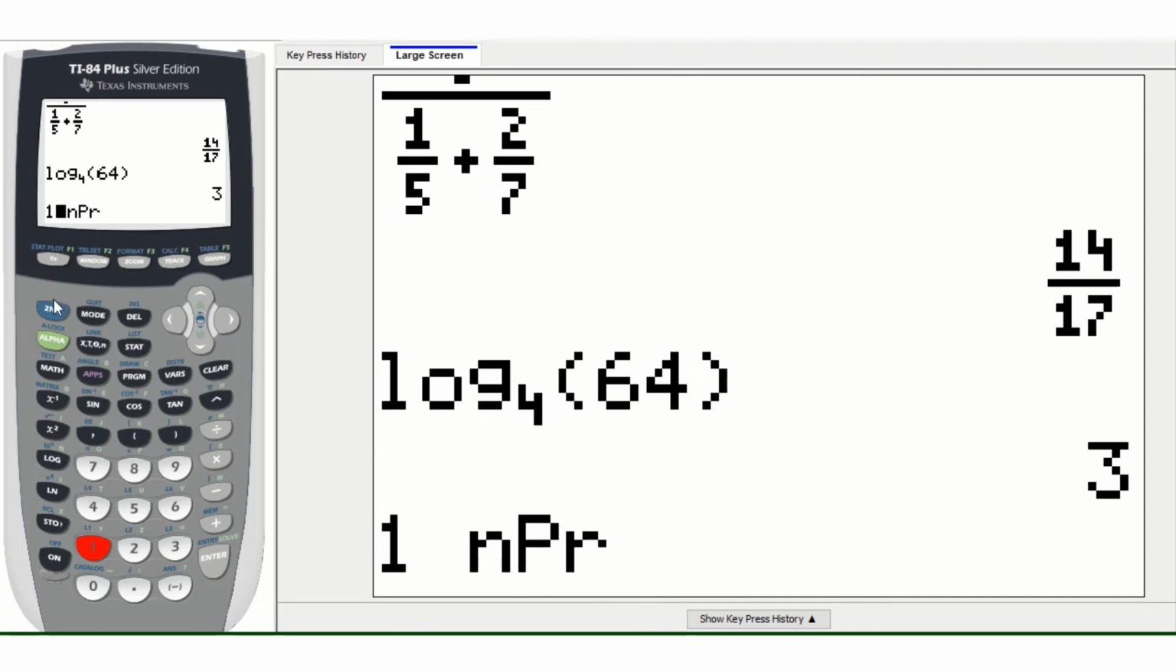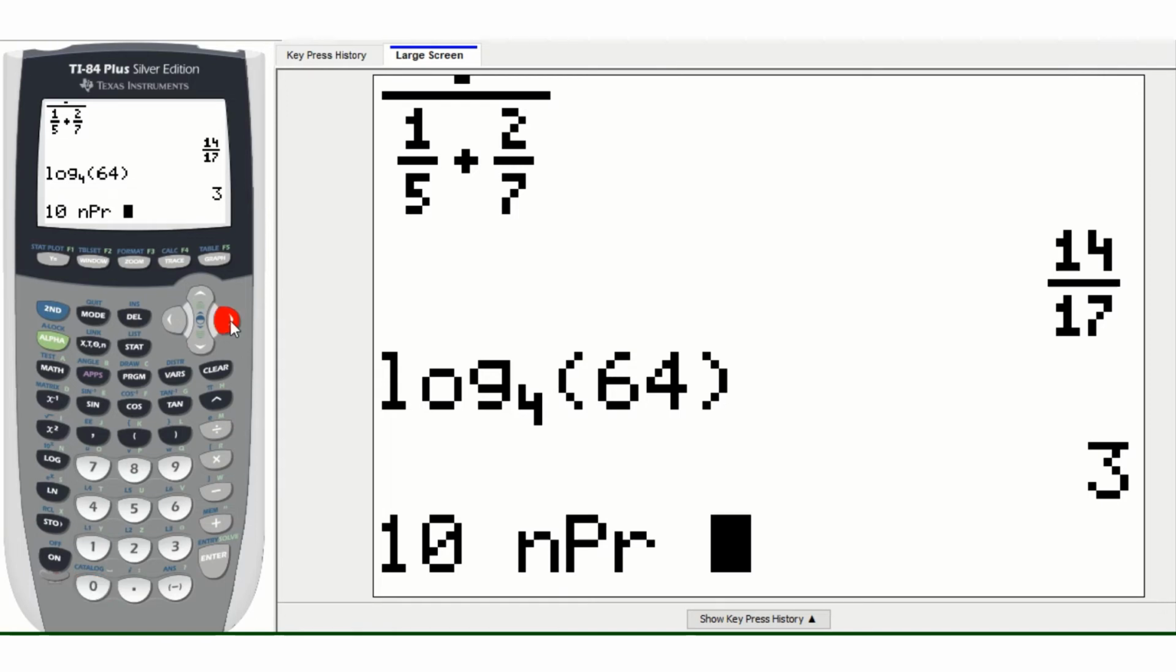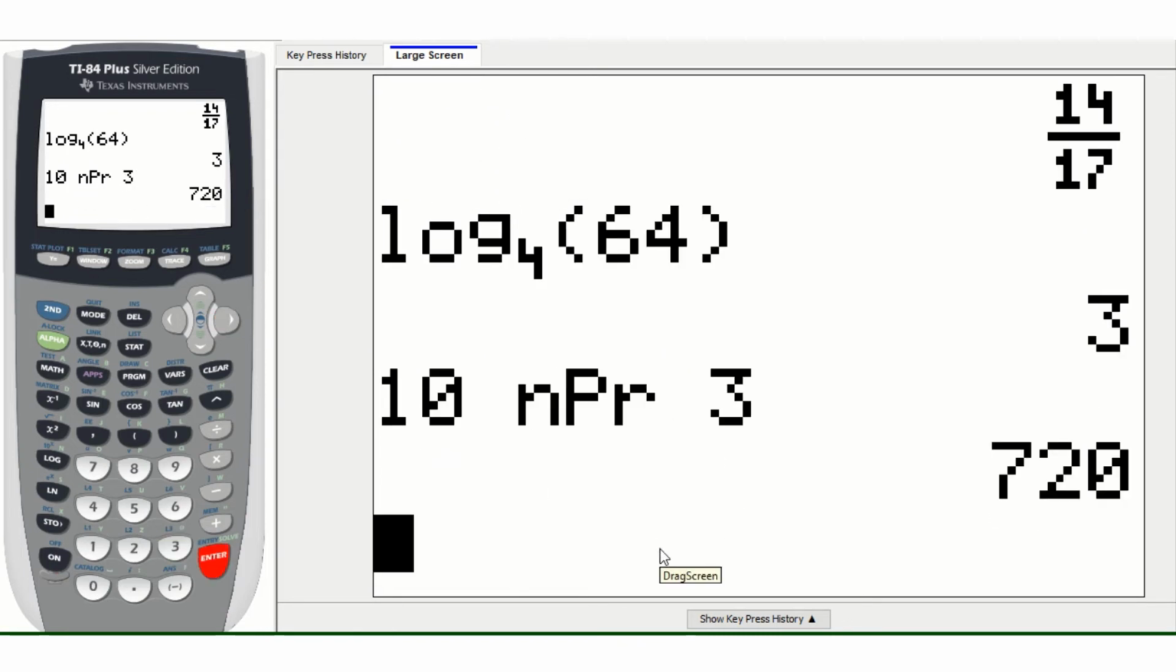So I'll just insert 0 there. And then on the back side of it, it needs to be the total that I'm picking from, then the permutation button, and then the number that I'm picking, and it will solve it all for me. Same thing, if it was a combination, I would just use the nCr button instead.